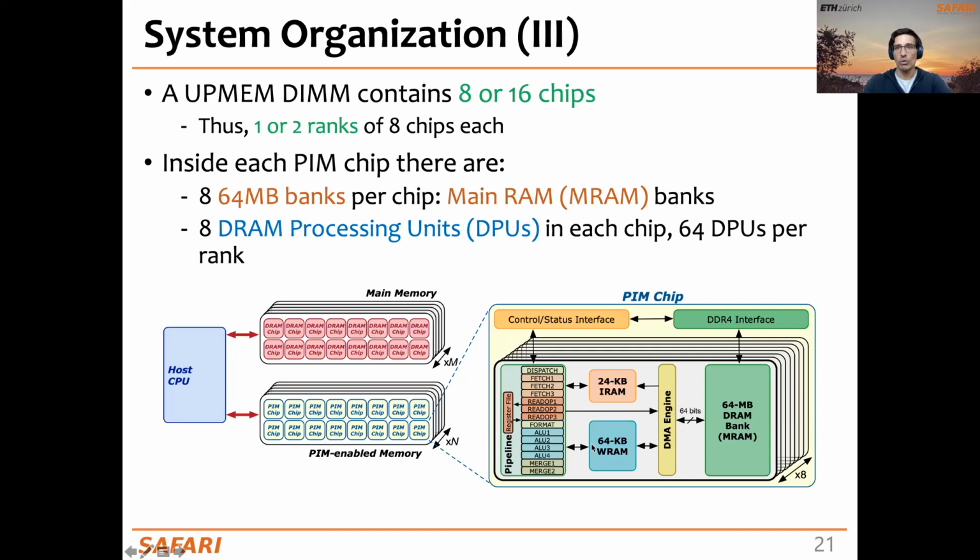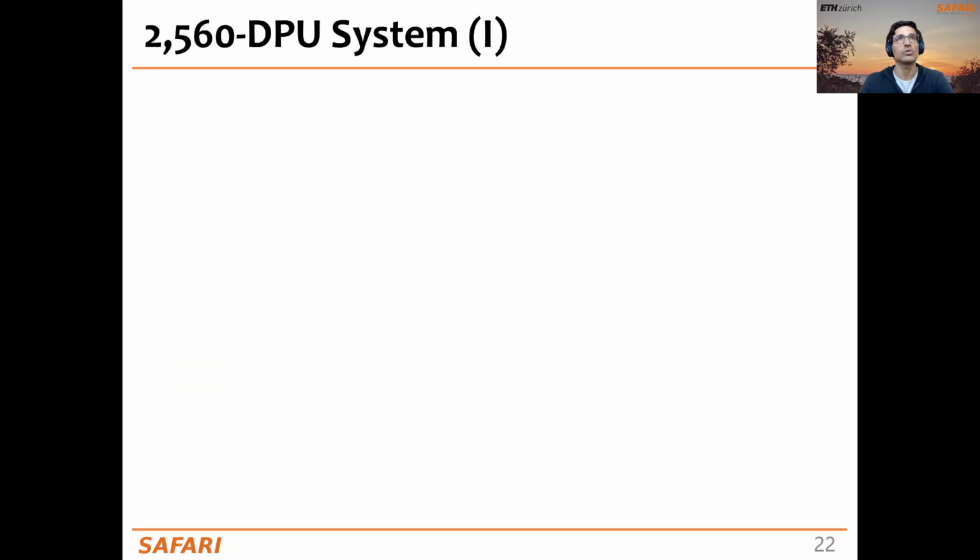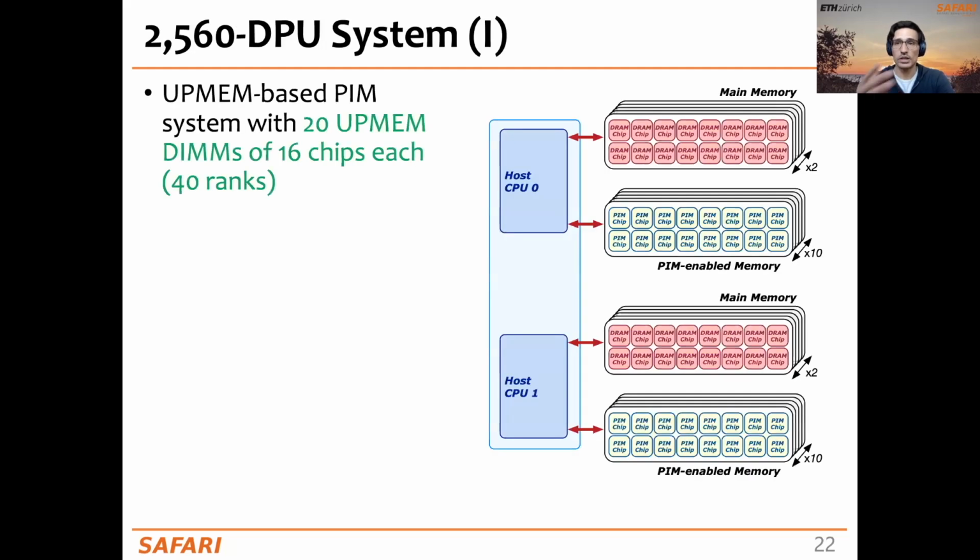As I said, we are going to talk in more detail about all these different components in today's lecture and in later lectures as well. The current system that UPMEM commercializes is able to have up to 2,560 DPUs. We were lucky to be able to work with this system, and we are going to show you in later lectures some of the results that we obtained and the characterization that we made of this system.